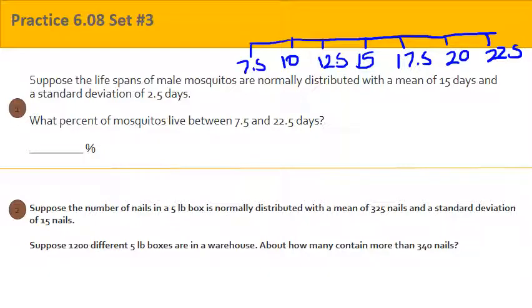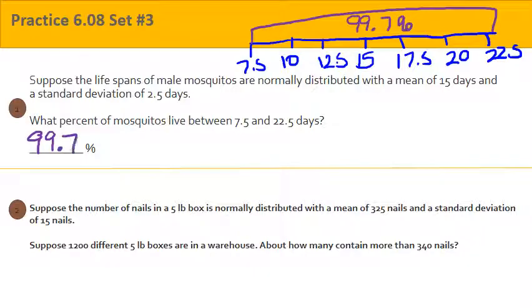So what percent is between? All right, so this is within 3 standard deviations. Look at this. Within 3 standard deviations, so from 7.5 to 22.5, that is 3 standard deviations. So within those 3 standard deviations, we have 99.7% of the data. And again, that's your empirical rule.